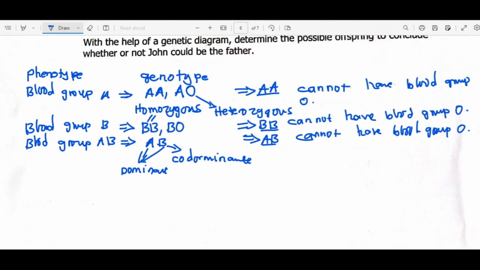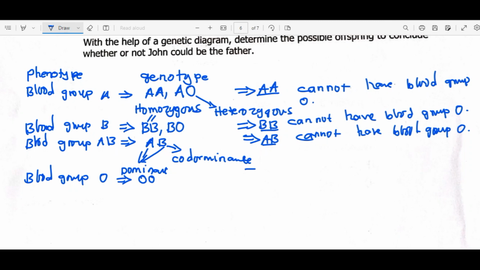Now let's look at the last note. The last note that we are going to look at is blood group O. Blood group O has only one genotype, so it's always OO. So for someone to have blood group O, this should always exist in homozygous form. So we only need OO. Whenever you hear a person has blood group O, the genotype is always OO.